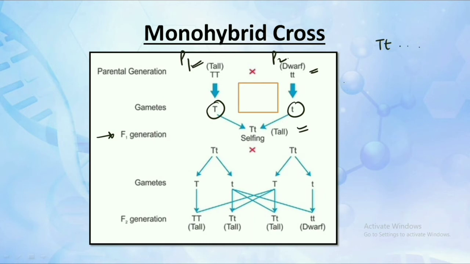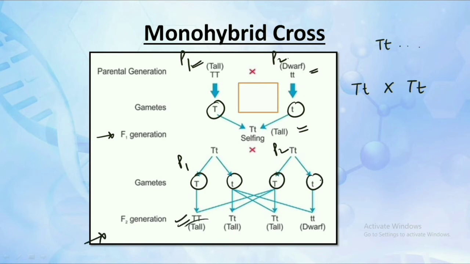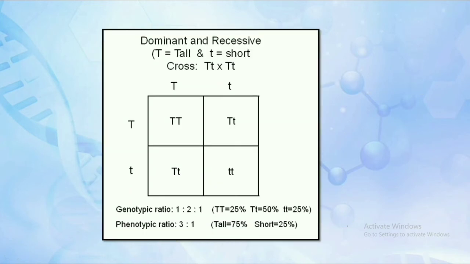After the F1 generation, Mendel did the selfing of the F1 generation, and as a result, we had the formation of gametes as capital T and small t from the first parent, and from the second parent we have capital T and small t. So in the F2 generation, we had capital T capital T as the first offspring, capital T small t as the second, capital T small t as the third, and small t small t as the fourth. So we had 3 tall and 1 dwarf plant. Now talking about the genotypic and the phenotypic ratio.